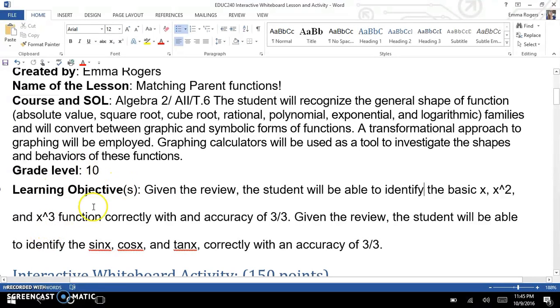This is for grade level 10, and the learning objectives are: given the review, the student will be able to identify the basic x squared and x cubed functions correctly with an accuracy of 3 out of 3, and also, given the review, the student will be able to identify sine x, cosine x, and tangent x correctly with an accuracy of 3 out of 3.